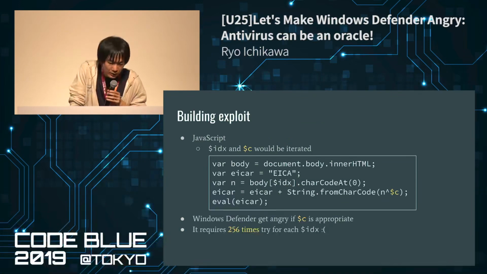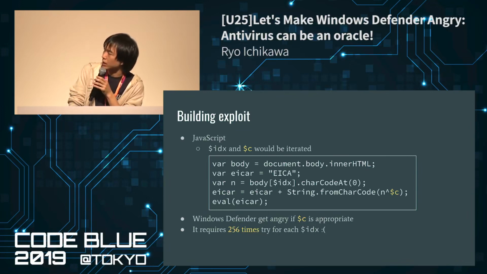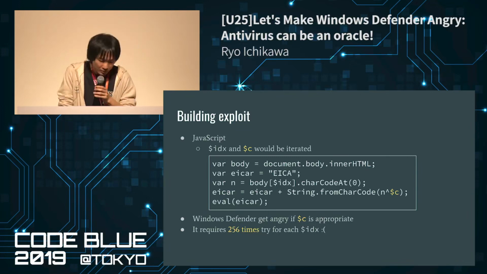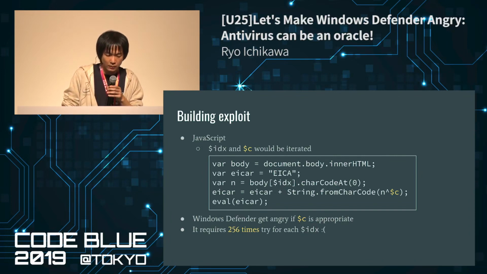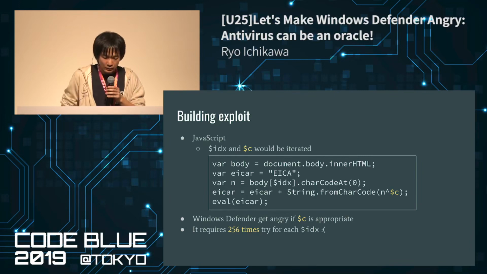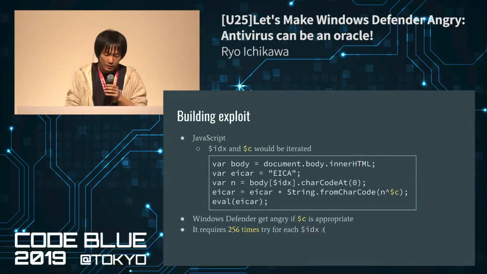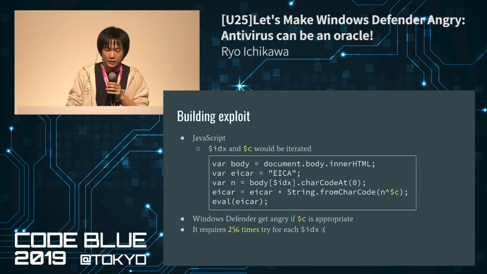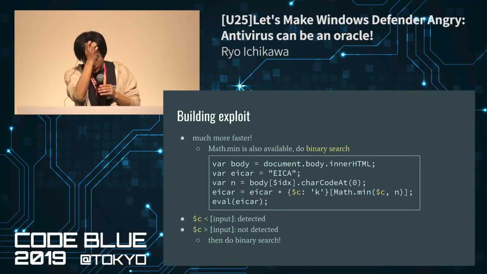So the payload is here. Basically, this is a very naive solution, and this index and C will be iterated 256 times. Windows Defender gets angry if this value C is appropriate. Yeah, but it requires 256 tries for each index. So let's make it much faster.